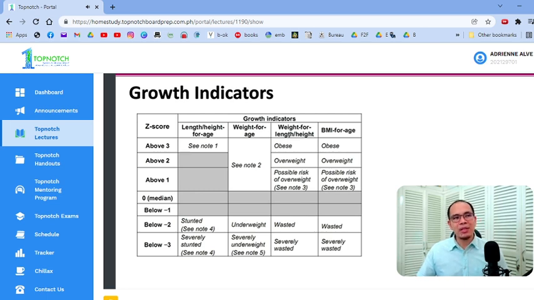So you plot the weight versus the length for height. Why am I emphasizing this? You can have a patient whose weight for age falls in the normal range or baka underweight lang yan. But then when you compare the weight for the height, wasted na pala siya. Pwede mangyari yun. So again, very important, BMI or weight for length or height.